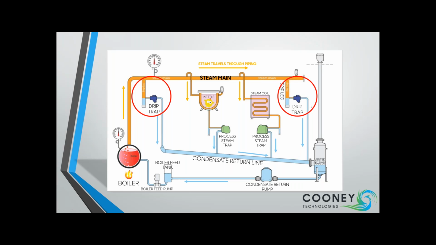Next on the diagram, we'll look at the process steam equipment. These are the pieces of equipment that use the steam for its heat transfer capabilities. And the kettle that we show here has steam flowing around the outer shell jacket of the vessel, and that heats the liquid contents inside the kettle.